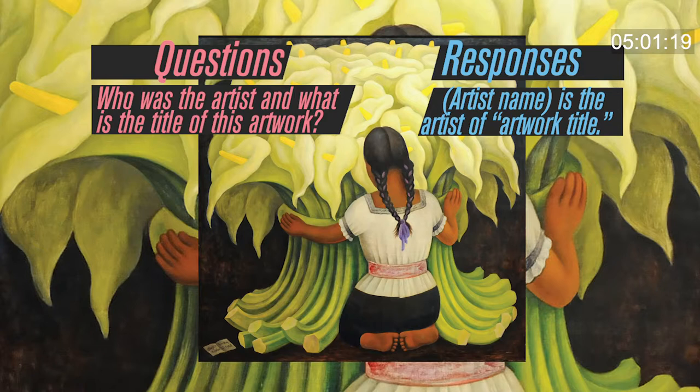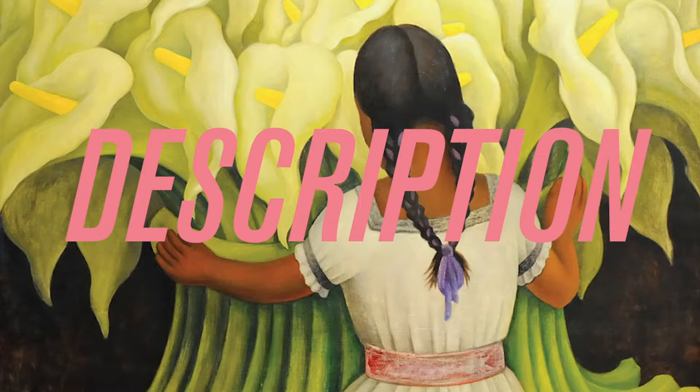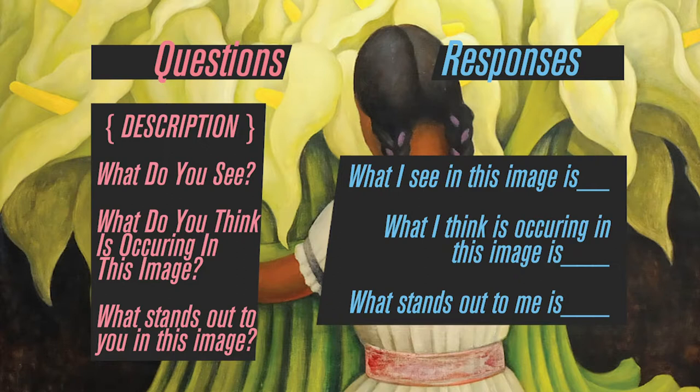So now we're going to take a look at the second part of a critique. This is the description part of a critique. We're going to look at the artwork, and you're going to respond to these questions here on the left-hand side. What do you see? Could be the first question that you respond to, or you could pick the second question: What do you think is occurring in this image? You only have to pick one question. You could pick either of those questions.